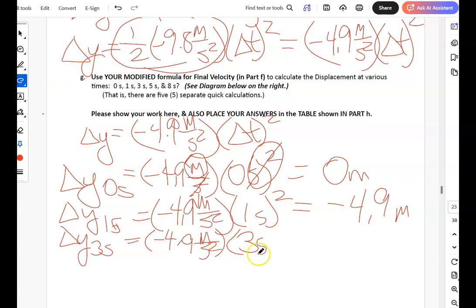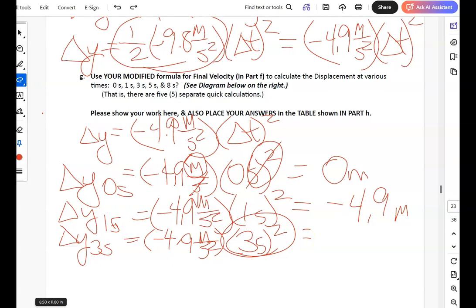After 3 seconds of falling, you multiply the negative 4.9, as always, meters per second squared, times 3 seconds, quantity squared. So this number will be 9 seconds squared. You multiply that by the negative 4.9, and you end up with the displacement of negative 44.1 meters. You'll notice the displacement increases tremendously with time.